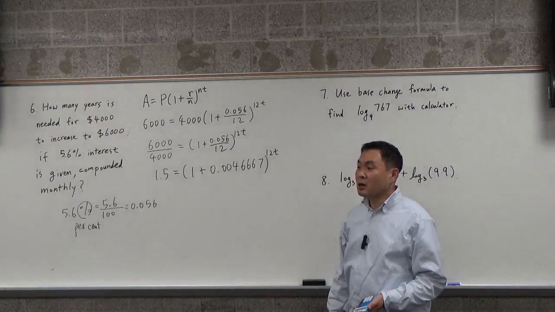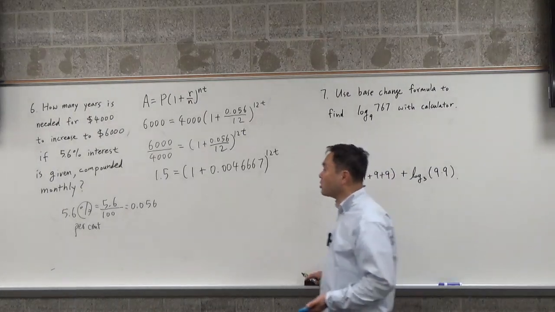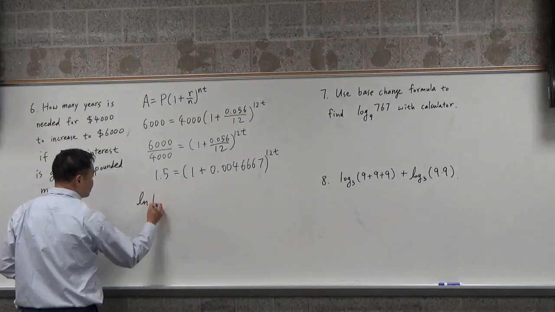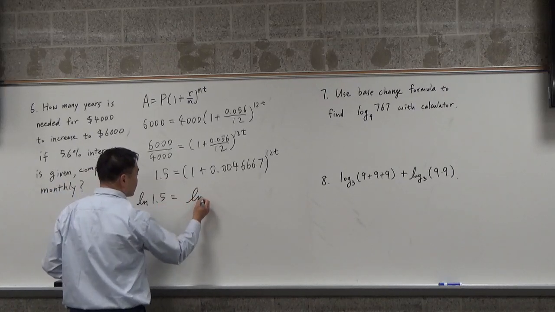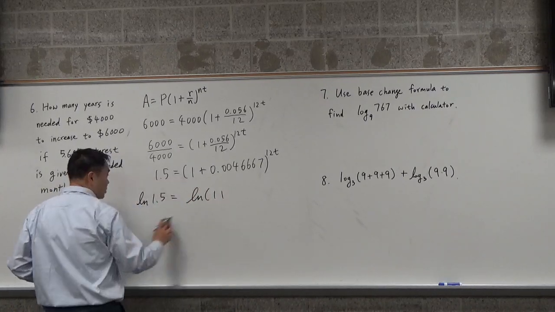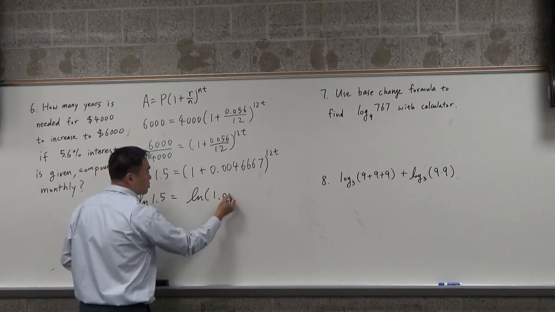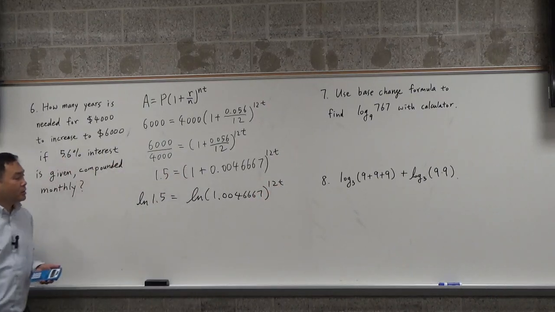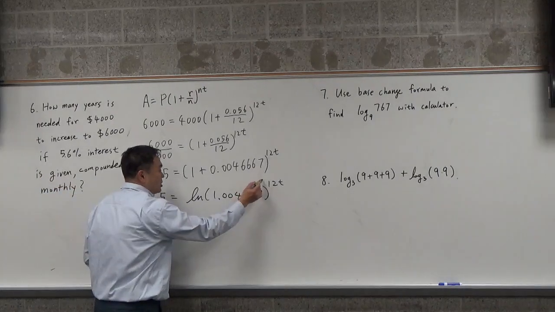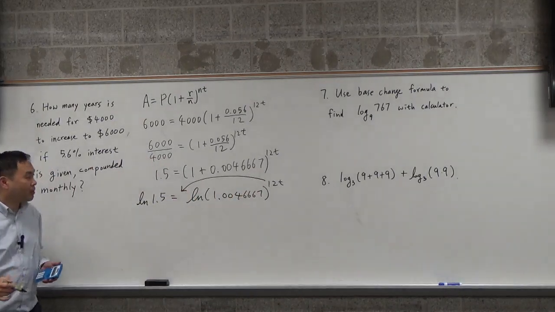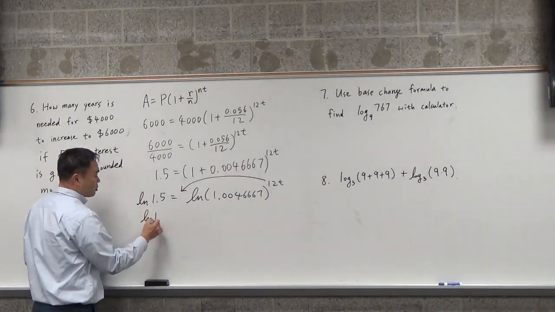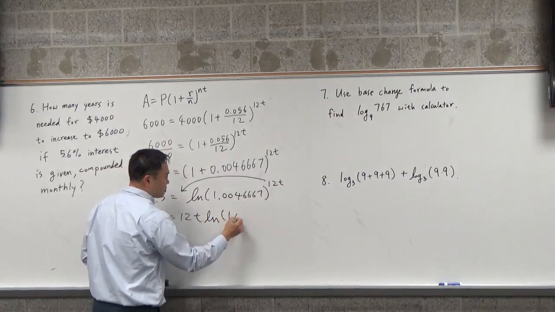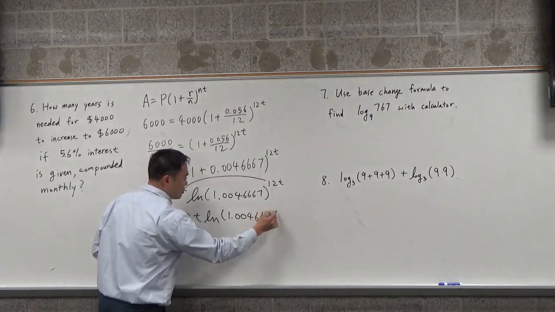Okay. Now what do we do? We take ln both sides. This will be 1.00466667 to the 12t. Because then this 12t can jump over the log, right? So that you have ln of 1.5 equals 12 times t times ln of 1.00466667.